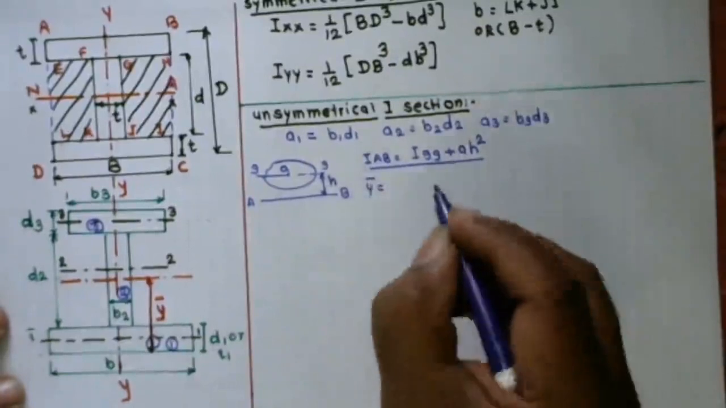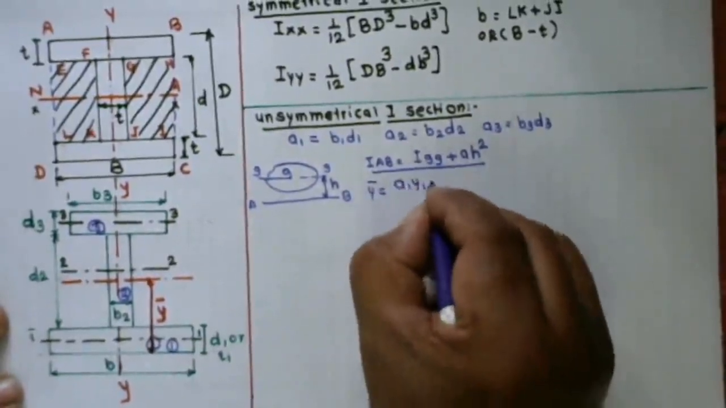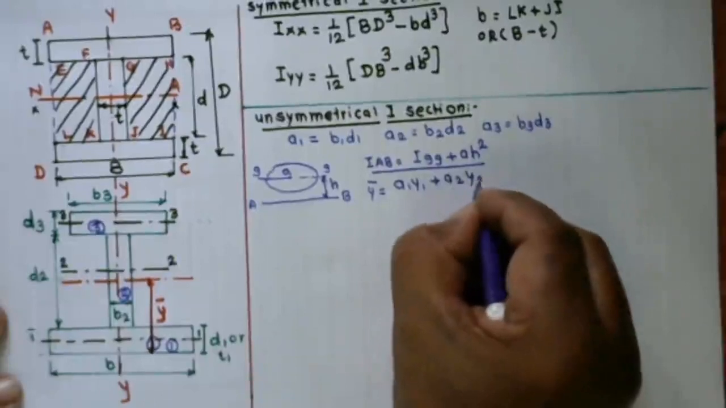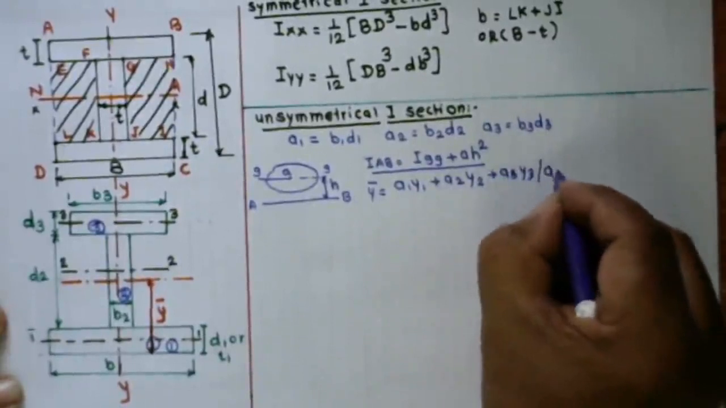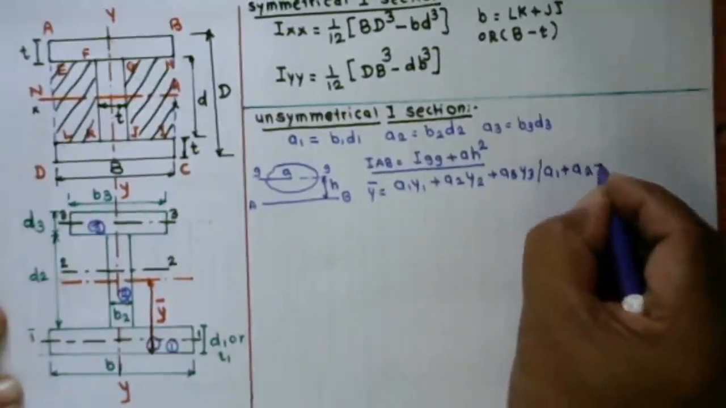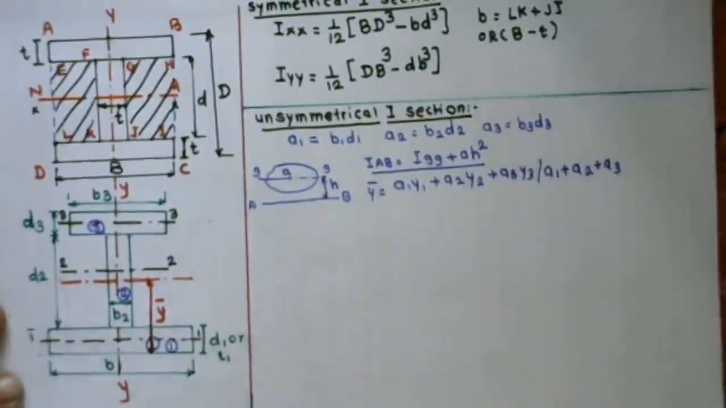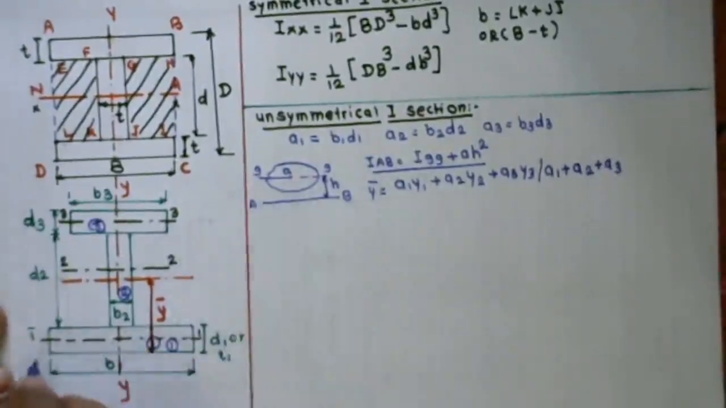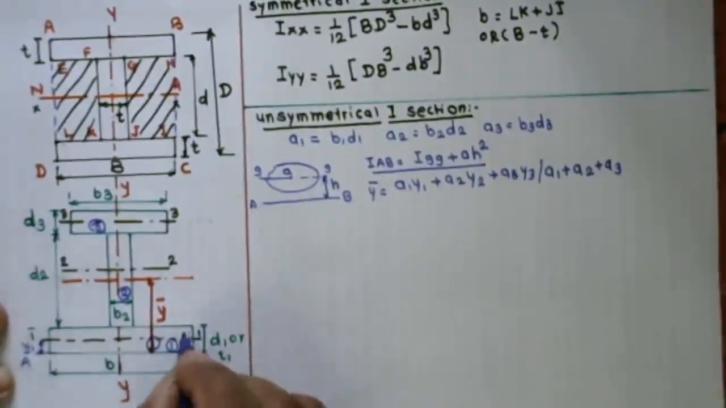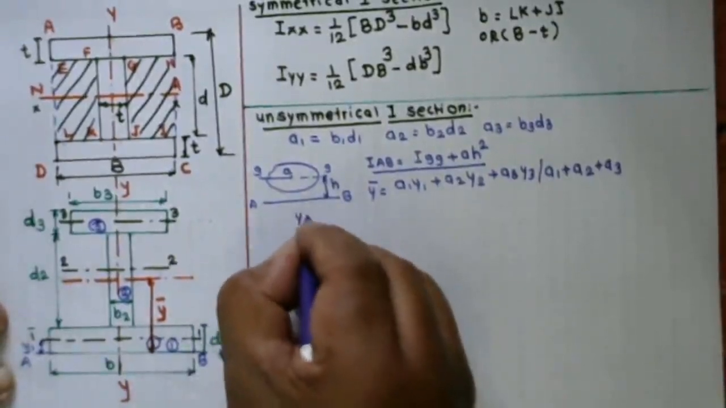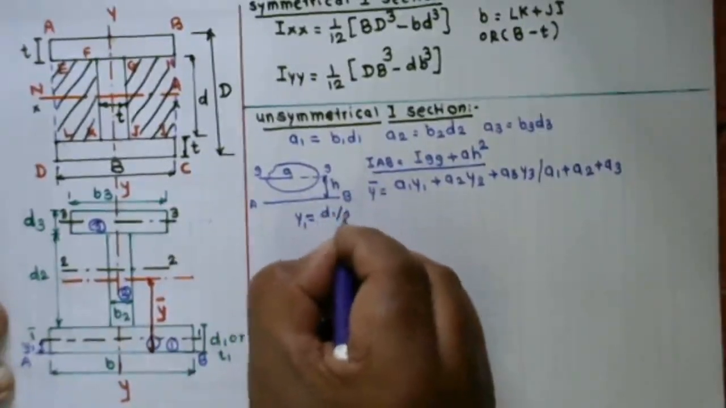To calculate the distance, y bar is equal to a1 y1 plus a2 y2 plus a3 y3, divided by the summation of all the areas, that is a1 plus a2 plus a3. In that case y1 is the distance from the base AB to the centroid of the first figure. The total depth here we assume is d1, so y1 is equal to d1 by 2.